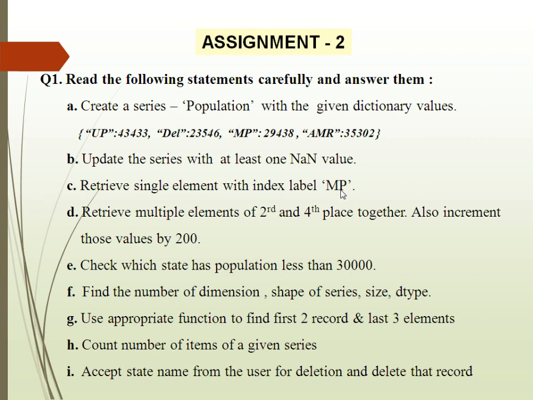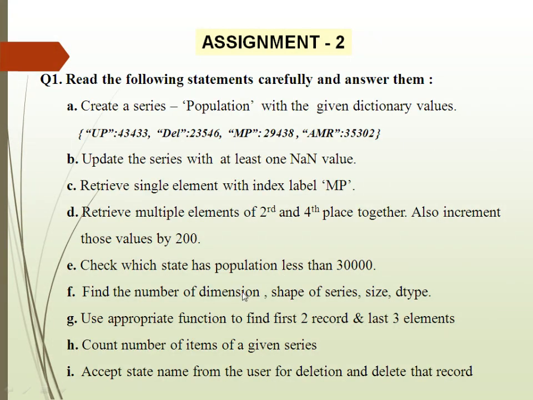B part. Retrieve multiple elements of second and fourth place together. Multiple elements together. You know, I told you, if you want to find the values which have no specific range, then how do you have to do it? Also increment those values by 200. So you have to increment those two values by 200 also. Clear? E part. Check which state has population less than 30,000. So you have to apply filter operations here.